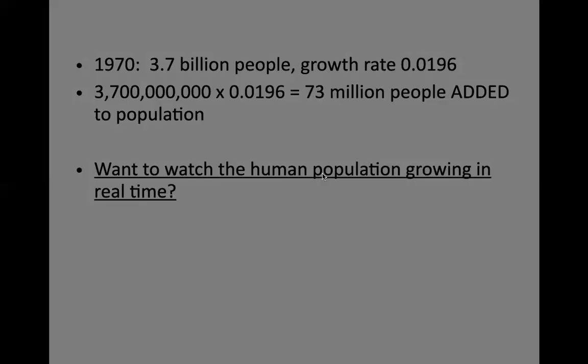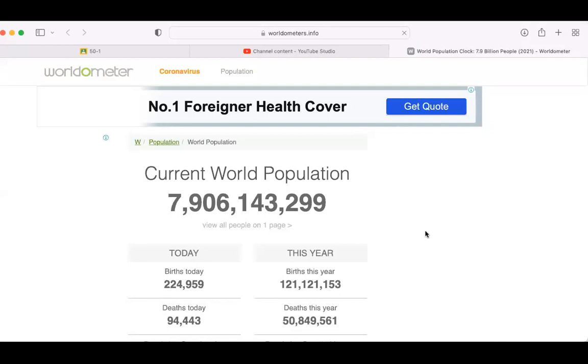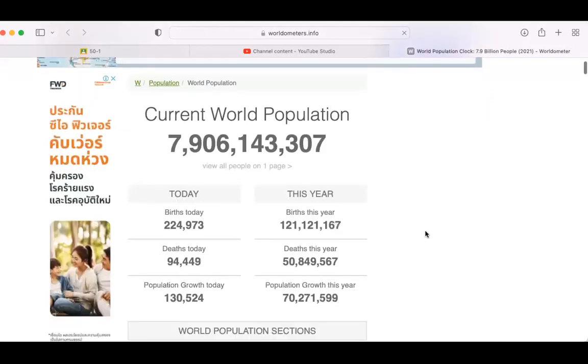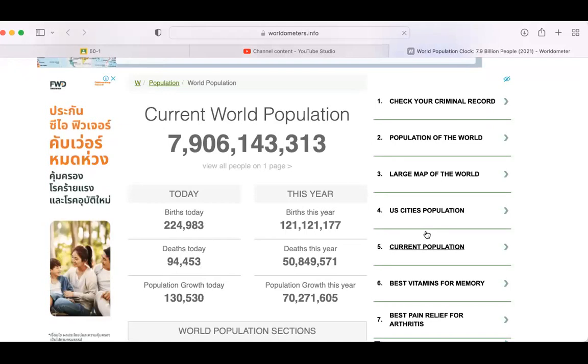So I think this leads to, which means I have to share the screen. Oh yeah, here we go. You can actually watch the population increase in real time. So that's how many were increasing.